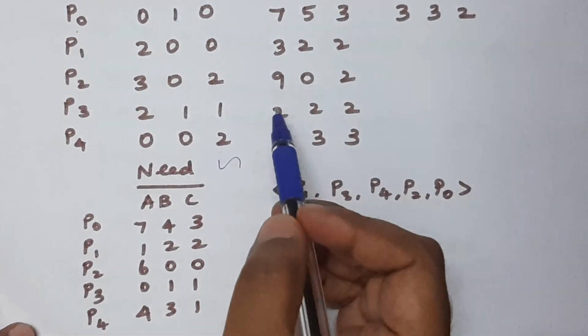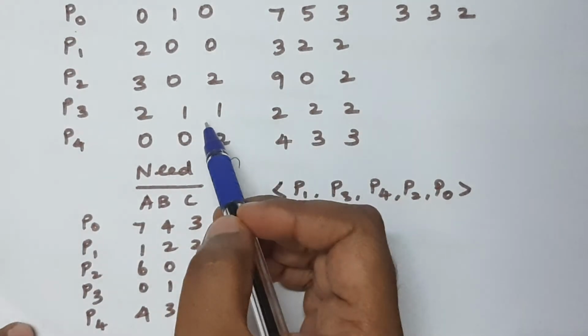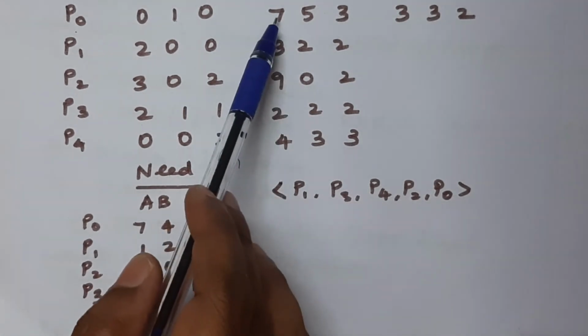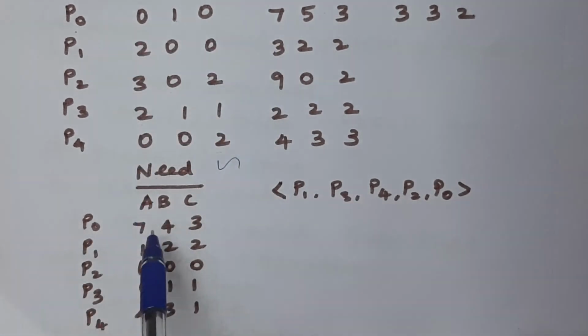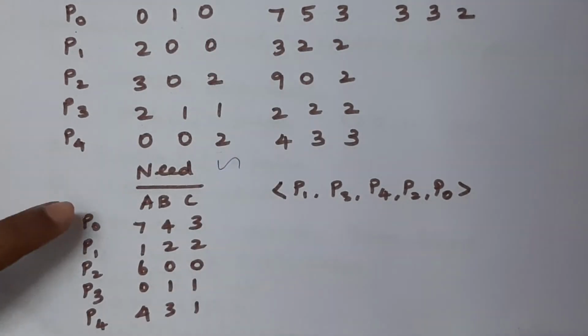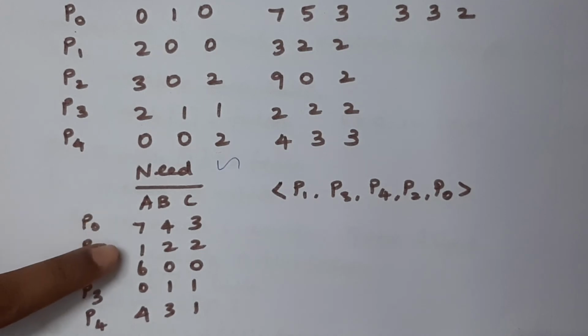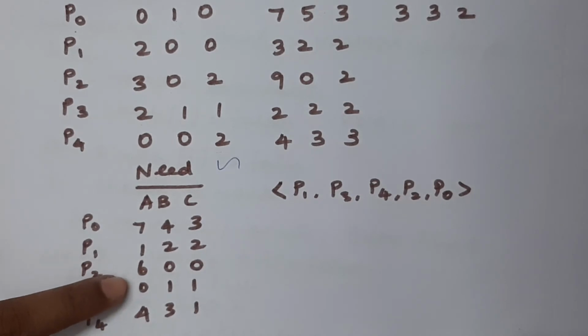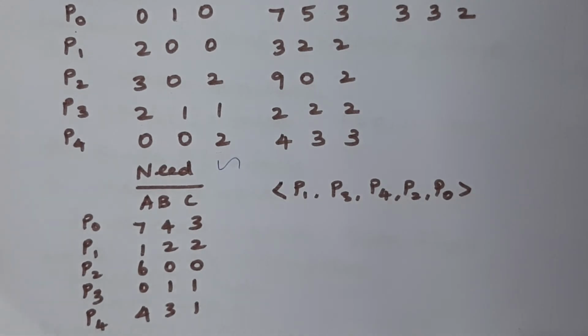So as I told, we need to subtract the value of max with the allocation so that we will be getting need. So here if you look at the max value of the first process is 7, 7 minus 0 that is 7, 5 minus 1 that is 4, and 3 minus 0 that is 3. So that is what you are getting for the first value 7, 4, 3. And for the second process, if you subtract the max value with the allocation, so you will be getting the value as 1, 2, 2. And for the third process 6, 0, 0. And for the fourth process it is 0, 1, 1. And for the fifth process it is 4, 3, 1. So this is how we can calculate the need value for all these processes P0 to P4.